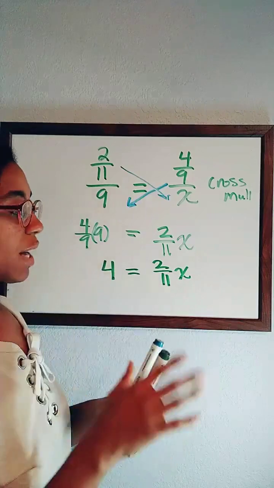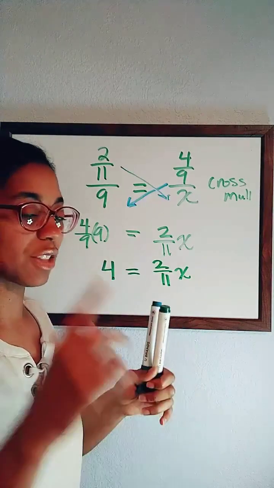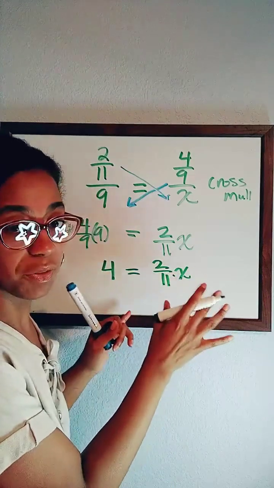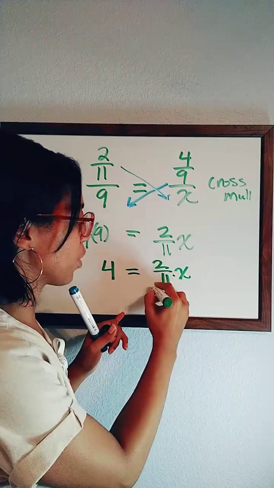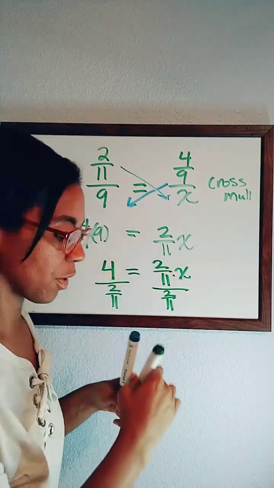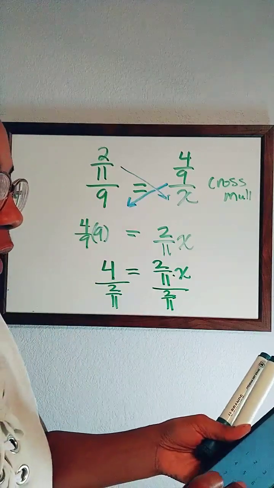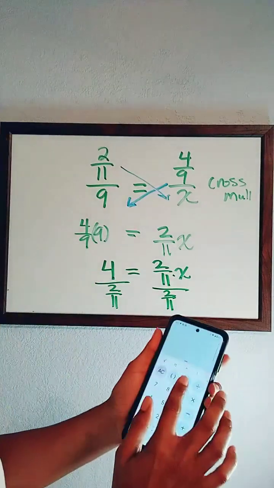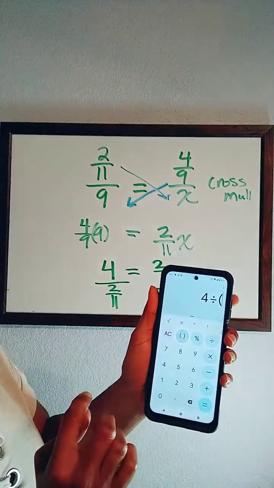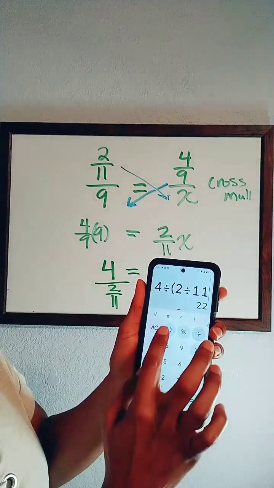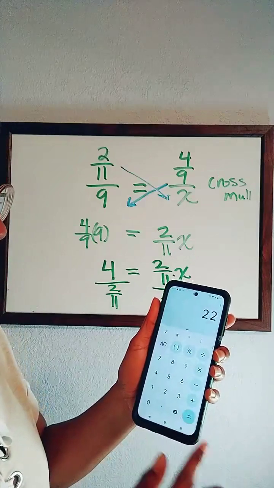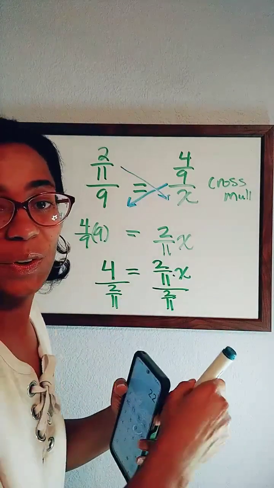And truth be told, I tell my students, don't trip out and try to remember to multiply by the reciprocal. If this is division, multiplication, I'm going to divide both sides by 2/11, divide by 2 over 11, and I'm going to get my calculator, because we're not gonna make this harder than it is. We're going to take 4 and divide it by, wrap the fraction in parentheses, 2 divided by 11, and we're going to let the calculator flip it and multiply it. X is equal to 22.